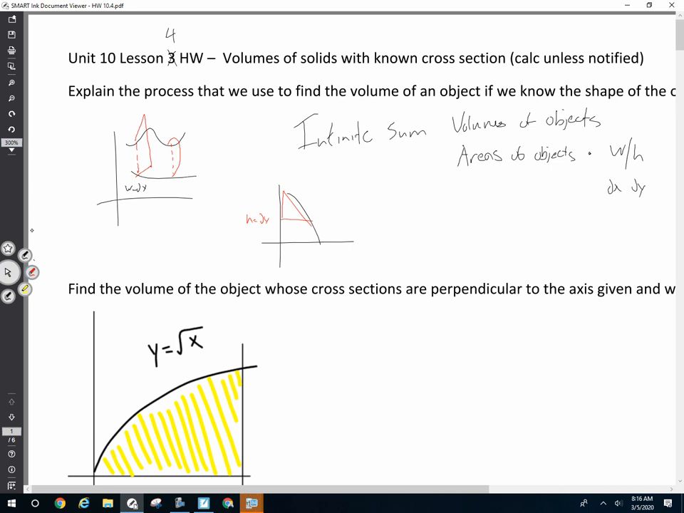Okay, and of course, that infinite sum will be either a top to bottom, bottom to top, or a left to right. An area formula based on a base length times dx or dy.